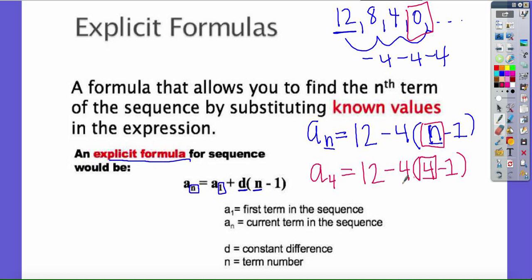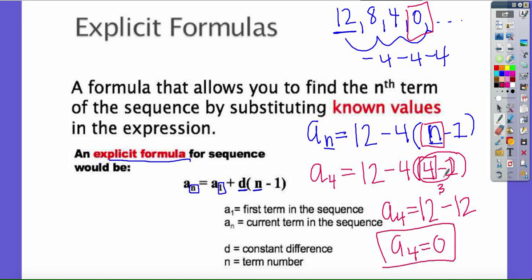So if I follow order of operations here, a sub 4 equals 12 minus, inside the parentheses, 4 minus 1 is going to give us a 3, and the 4 times the 3 is going to give us 12, and so a sub 4 is equal to 12 minus 12, which is 0. Well, we got straight to the 4th term. This is why most people love the explicit formula way more than the recursive, because I could find the 300th number in this sequence without even knowing any of the terms in between. All I would have to know is the first one and the pattern.